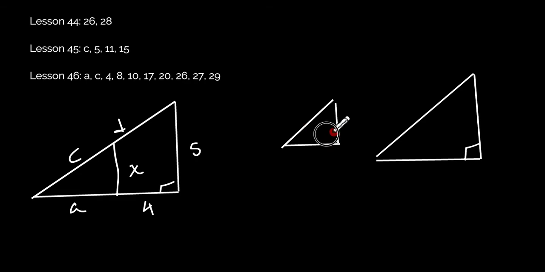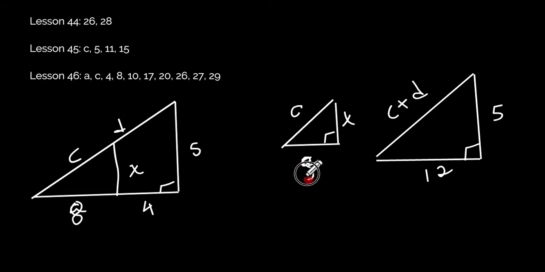They're similar triangles because they have 2 congruent angles, so it means the third angles are congruent. Similar triangles have 3 congruent angles. So your little triangle is going to be C, A, X, and the big triangle is going to be C plus D, 5, and you're going to add those 2 up. And this is not an A, it's an 8. So it's going to be 12 down here. All right, so this is an 8 too. I don't know where I got the A.